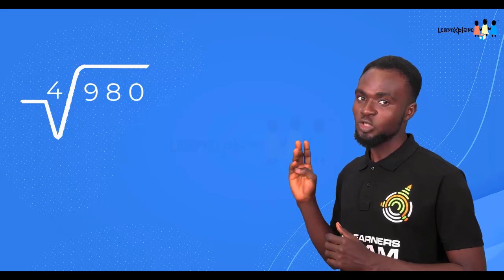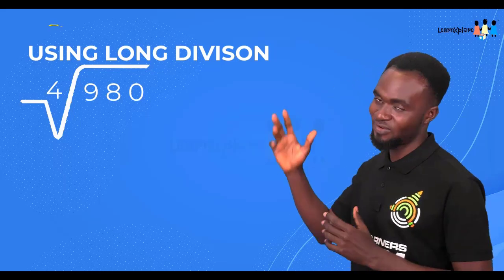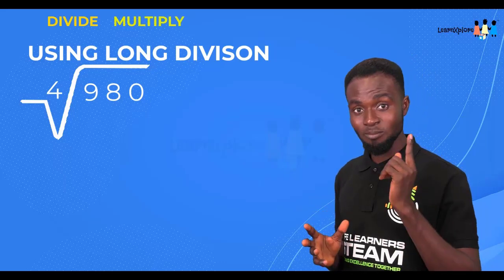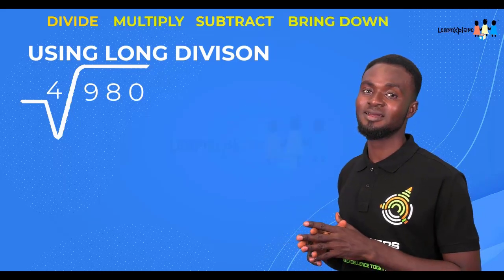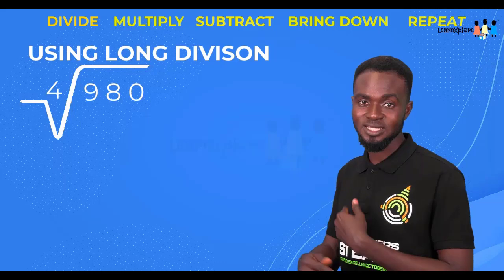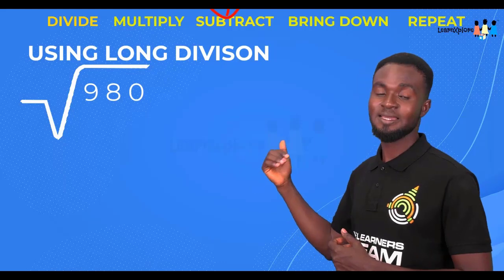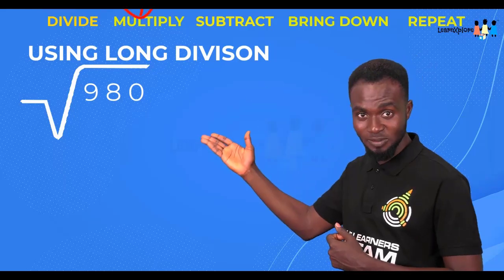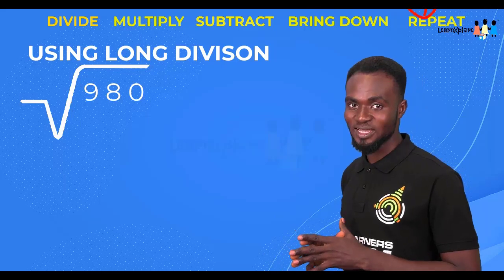If you have 980 divided by 4 using long division, there are 5 steps you can follow. The first step is to divide. After you divide, then you multiply. After multiplying, you subtract. After you subtract, then you bring down the next number. After bringing it down, then you repeat the process all over again. Divide, multiply, subtract, bring down, and repeat. One more time. You divide, you multiply, you subtract, you bring down, then you repeat the process all over again.